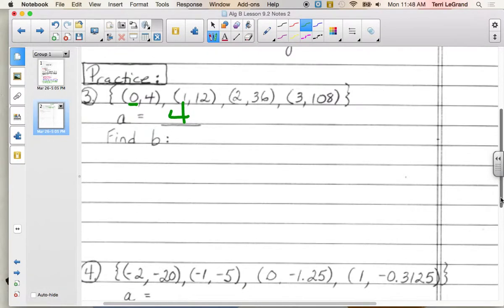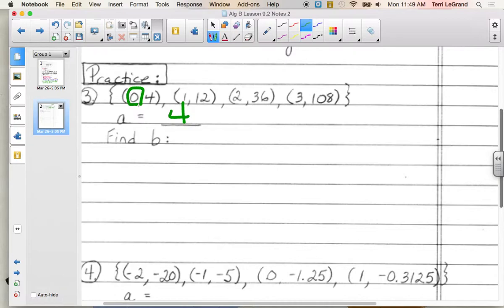Now, be careful, because they don't always start the geometric sequence at the a value. So this is the way we want to look at it: find where x is equal to 0, and that y value will be your a value. Now we need to find b. This has already been told to us as an exponential function, so we get to pick any two y values that we can find a ratio between that's legitimate. In other words, we don't want to do 108 divided by 4, but what could we do?